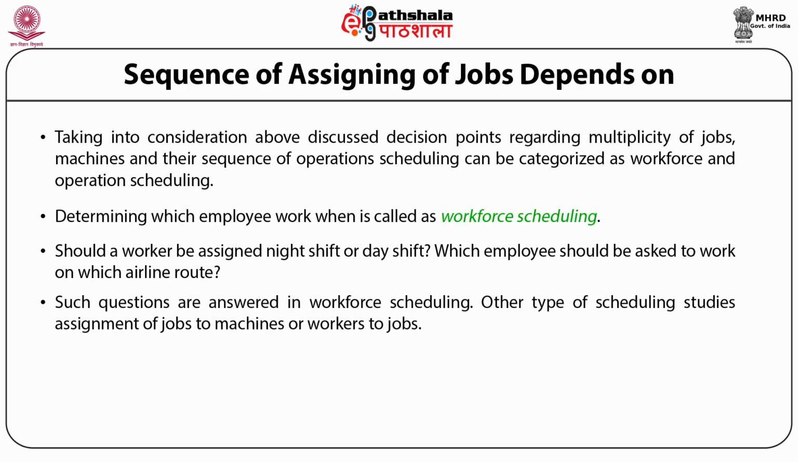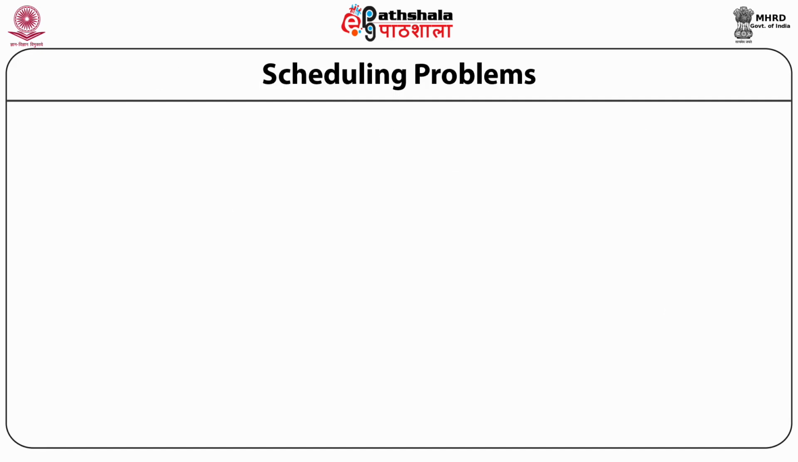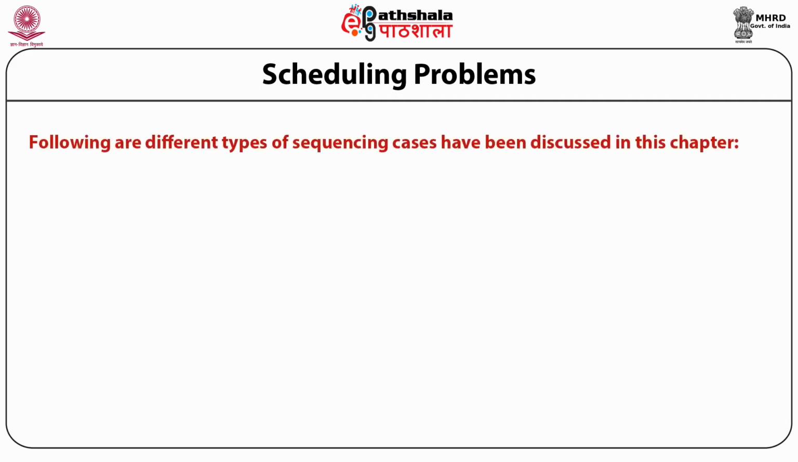Another type of scheduling studies the assignment of jobs to machines or workers to jobs. Such scheduling is called operation scheduling. This chapter discusses various quantitative methods of assigning jobs to machines. Following are the different types of sequencing cases discussed in this chapter.